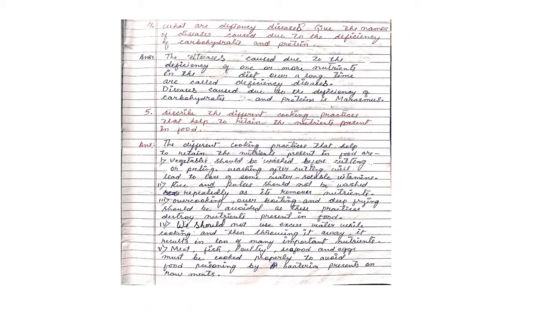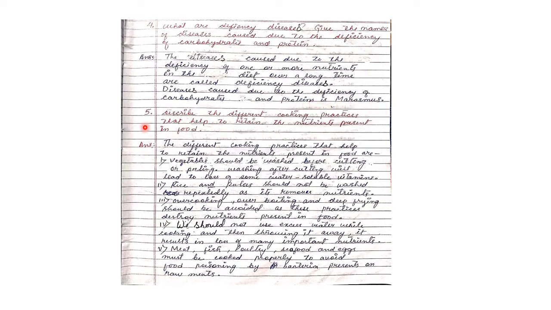Here we will discuss number 4 and 5. First we will see 4. What are deficiency diseases? Give the name of the disease caused due to the deficiency of carbohydrates and proteins. The diseases caused due to the deficiency of one or more nutrients in the diet over a long time are called deficiency diseases. The disease caused due to the deficiency of carbohydrates and protein is marasmus.